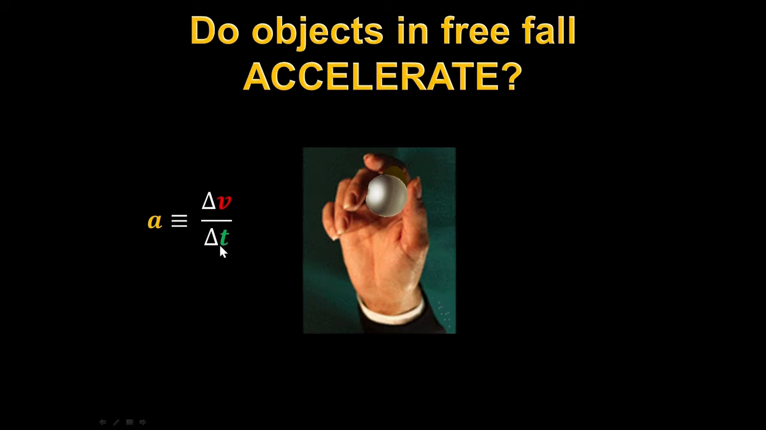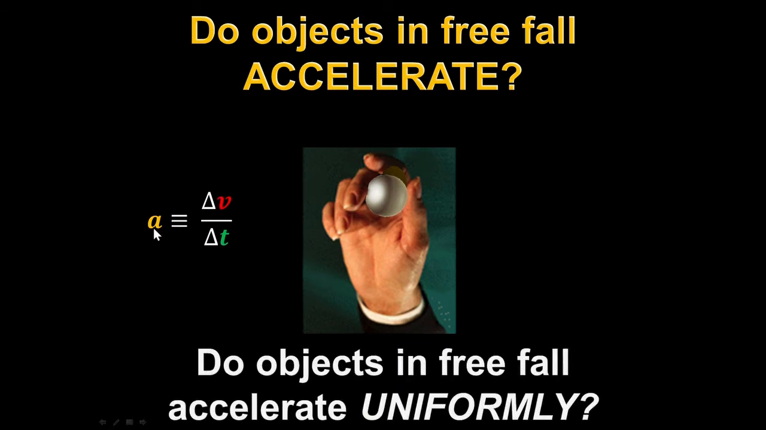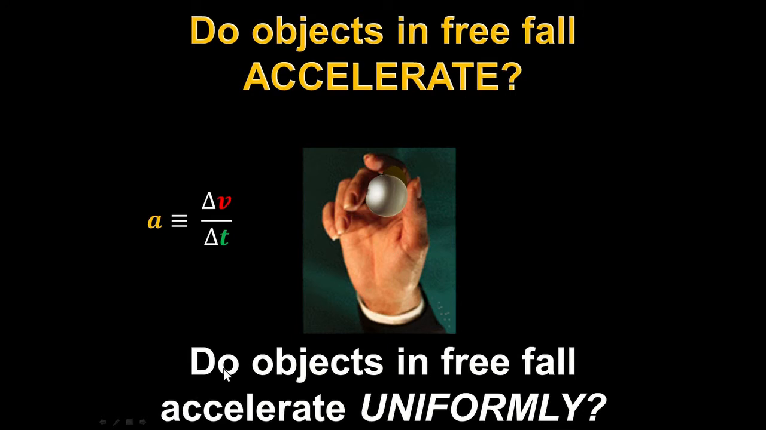Well, it might be good to come to the definition of acceleration. Remember, 3 little lines means it's the definition. So if I hold that ball in my hand and it has no velocity and I let go of it, and a moment later I observe that it has some velocity, well, I just observed that it changed its velocity in a period of time. So yes, it did accelerate. The question now is, do objects in free fall accelerate uniformly?